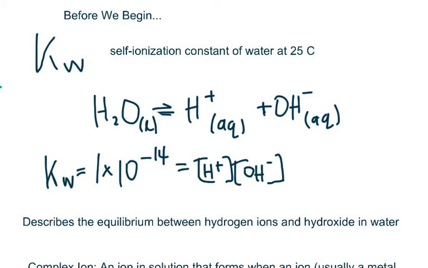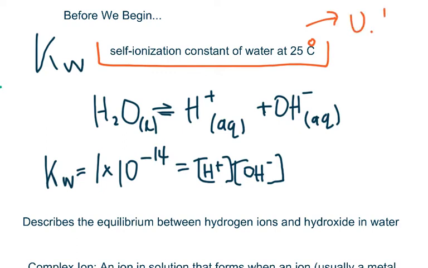Hey everybody, in this video, we are going to talk about many things regarding the solubility of salts. But before we begin, we need to talk about a few things. The first thing I want to talk about is the self-ionization constant for water at 25 degrees Celsius, and this will be discussed further in Unit 12.